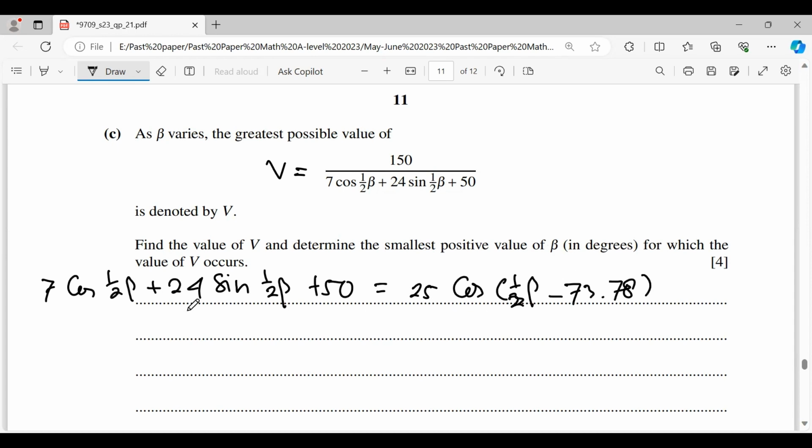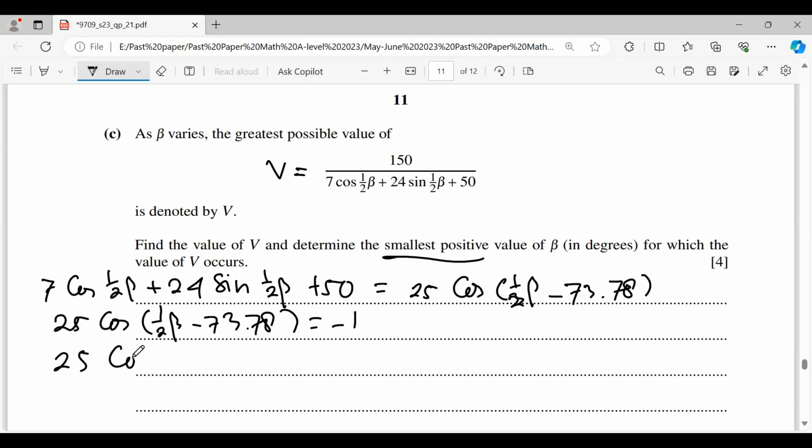And it could be -1 because the minimum point of cosine is -1. Based on this question, we are going to find the smallest positive value. Okay, so the minimum point of cosine is -1. So this expression 25 cosine half beta minus 73.78 equals -1.